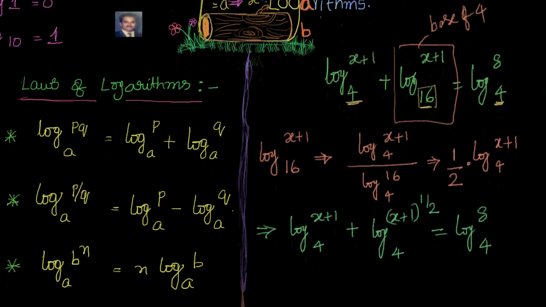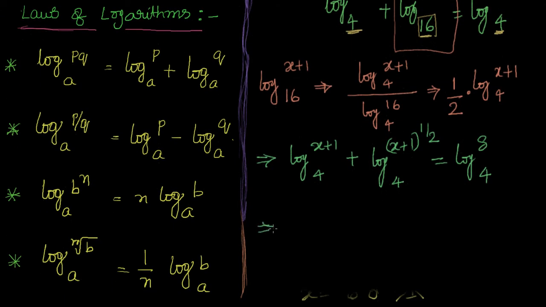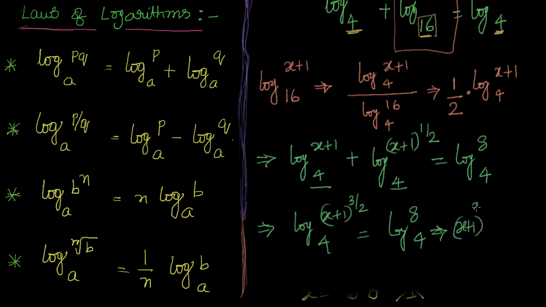Because all of them are in the same base, I can apply my law. This is nothing but the first law: log P plus log Q is log PQ. So I will say log of x plus 1 to the power of 3 by 2 to the base 4 is equal to log of 8 to the base 4, which simplifies to x plus 1 to the power of 3 by 2 is equal to 8, which I can write as 4 to the power of 3 by 2. See, 4 cubed is 64, and the square root of 64 is 8. That's why you can simplify it. x plus 1 equal to 4, and x equal to 3 is the solution.